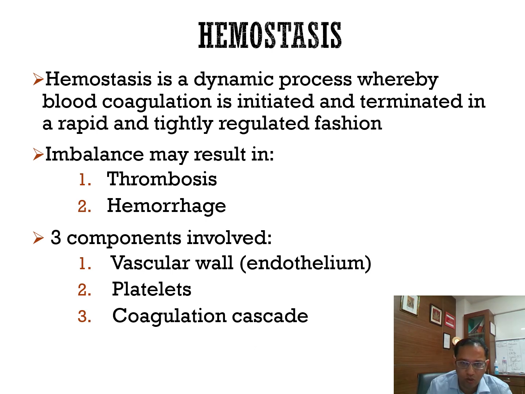So hemostasis, just to reiterate, is a dynamic process whereby blood coagulation is initiated and terminated in a rapid and tightly regulated fashion. Whenever there is an imbalance, it may result in a hypercoagulable state leading to thrombosis, or it may lead to bleeding, which is manifested as a hemorrhage. There are three components involved in hemostasis. First is the vascular wall, which is the endothelium, and platelets. Both of these comprise the primary hemostatic plug, but then you also have a coagulation cascade to produce a stronger clot, which also involves platelets along with the coagulation factors.